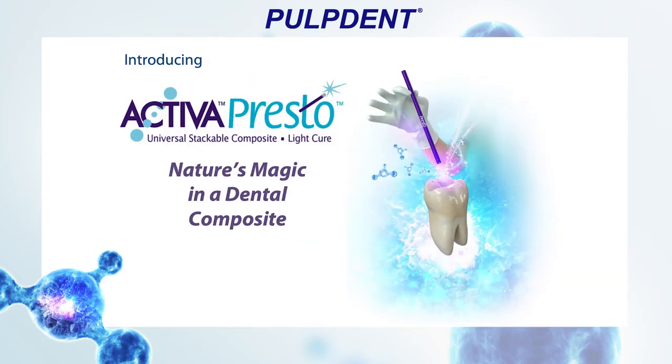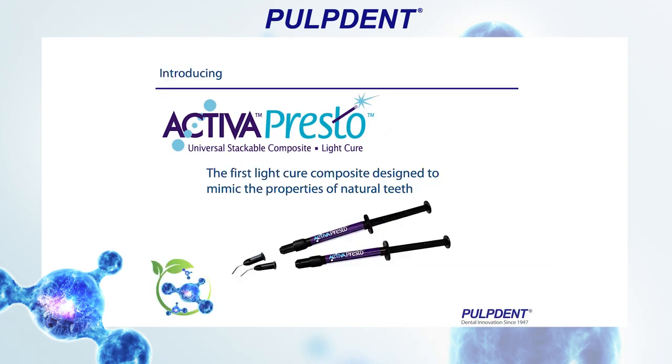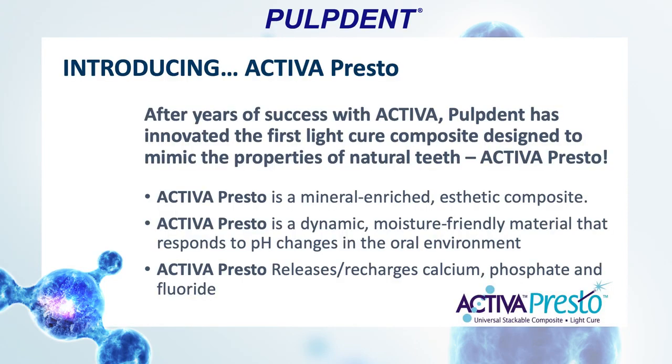Now let's change gears a little bit and talk about the new composite material, an ionic resin called ACTIVA Presto. After years of success with ACTIVA Restorative, PulpDent has innovated the first light-cured composite designed to mimic the properties of natural teeth. ACTIVA Presto is a mineral-enriched aesthetic composite. ACTIVA Presto is a dynamic, moisture-friendly material that responds to pH changes in the oral environment. ACTIVA Presto releases and recharges calcium, phosphate, and fluoride.